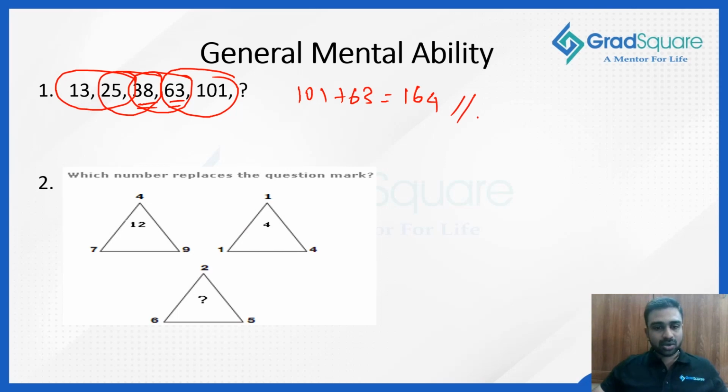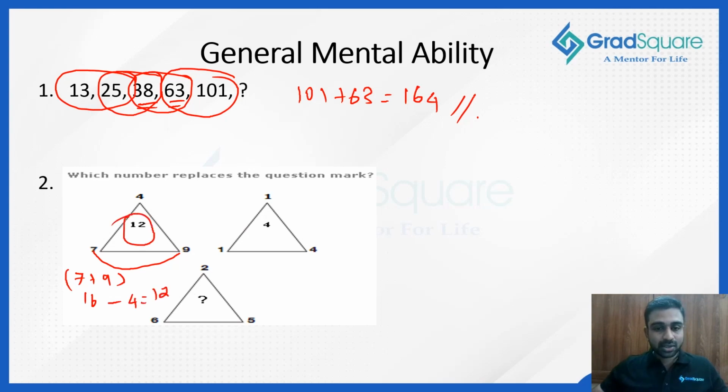Okay, and three figures have been given here. This is a number puzzle based question, and the job here is to identify on what logic these two figures have been filled up, and we are going to apply the same logic in the third figure and deduce the answer. So the logic here is the sum of the base elements, and from this the top element is being subtracted to get to the answer.